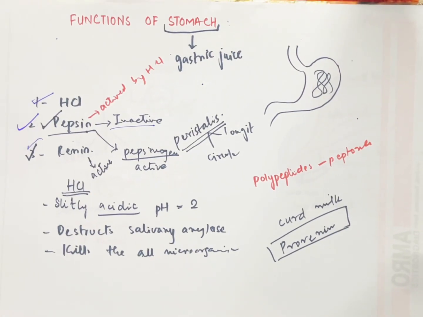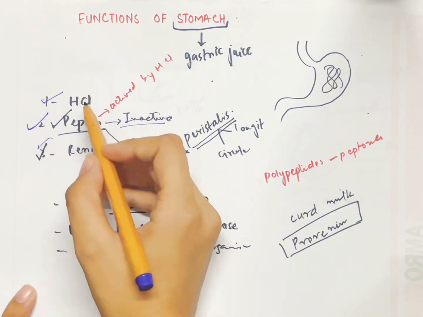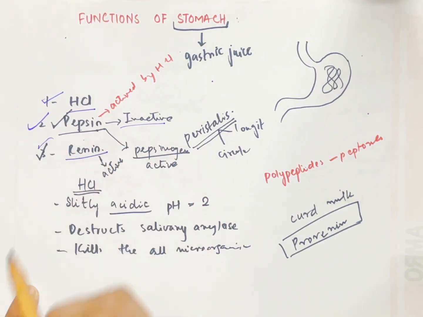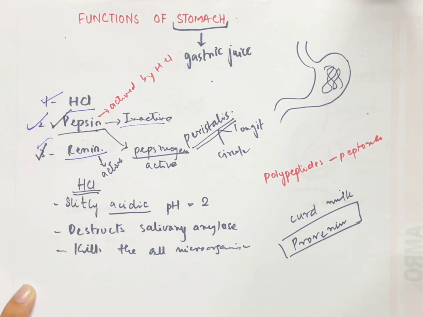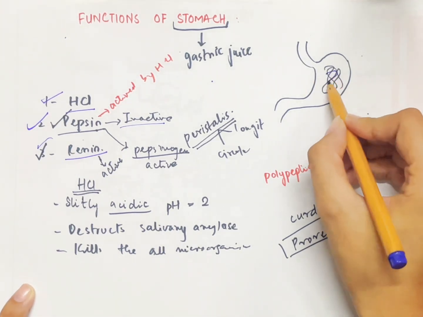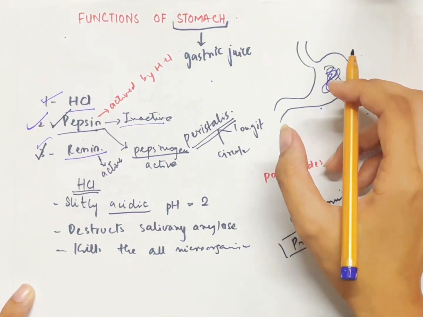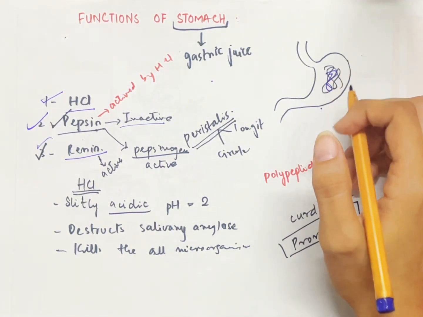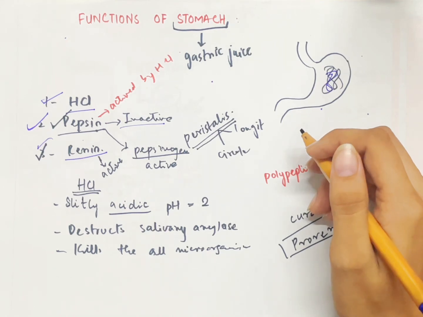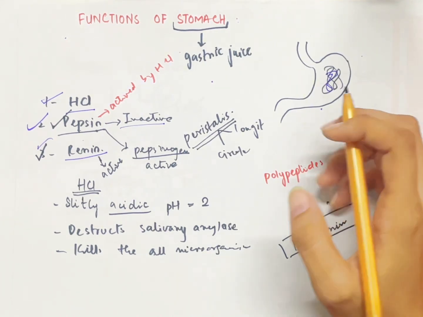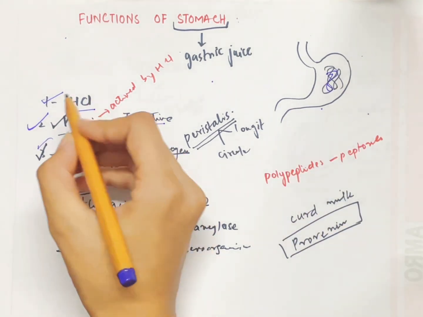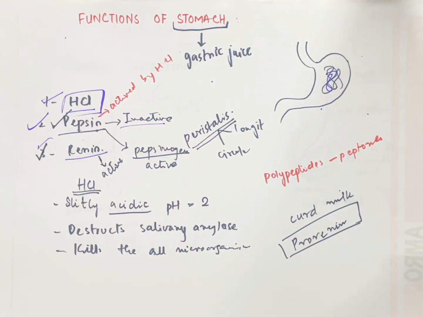Now let's talk about the functions of the stomach. It majorly secretes HCl, pepsin, and renin. HCl helps to destroy all the microorganisms that are present in the stomach body, above the antrum. Pepsin is released in an inactive form and is converted into an active form. The same goes for renin. All of these inactive forms are converted into active forms with the help of HCl, the hydrochloric acid.